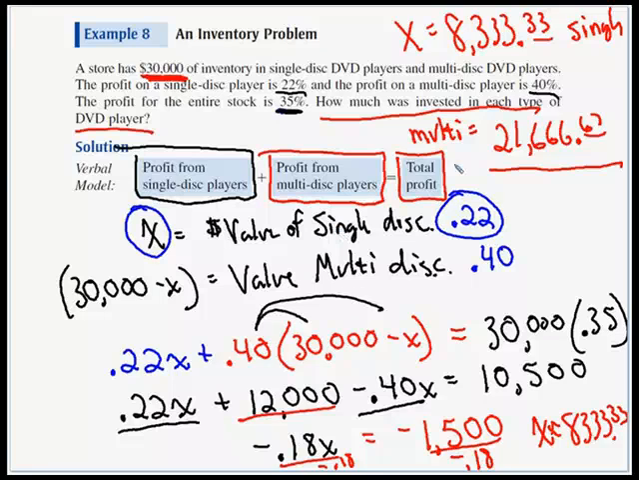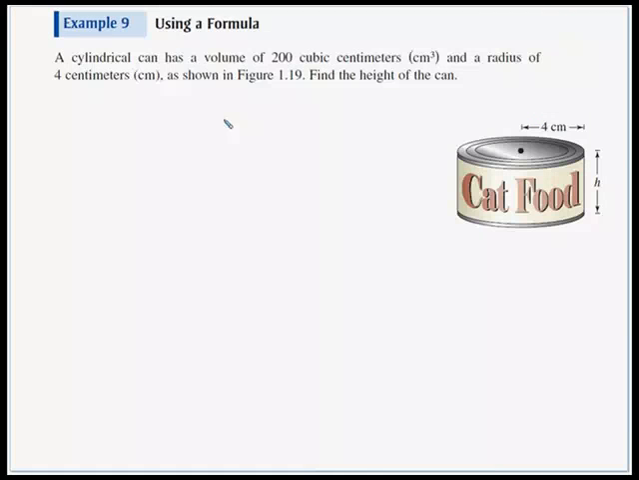Okay, and I think we have one more example here. Using a formula. A cylindrical can has a volume of 200 cubic centimeters, centimeters to the third, and a radius of 4 centimeters, as shown in the figure. Find the height of the can.